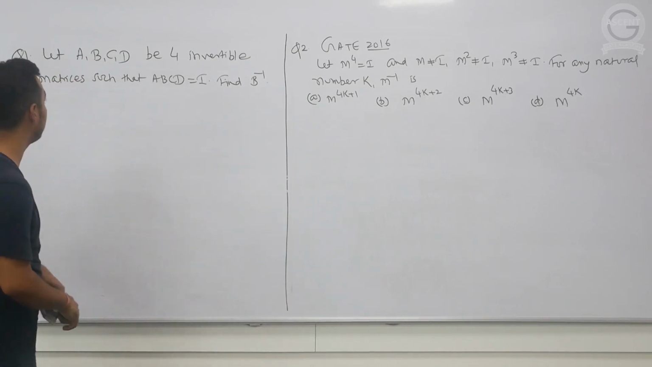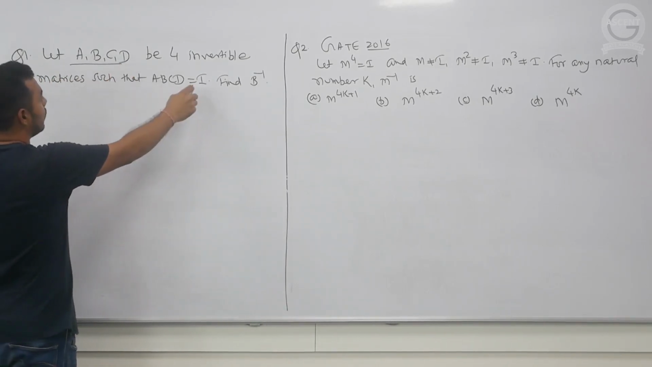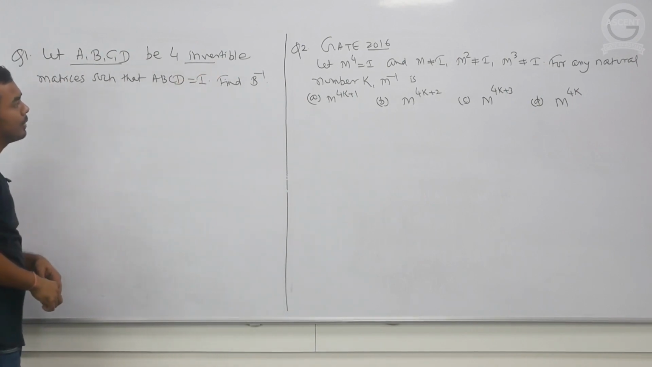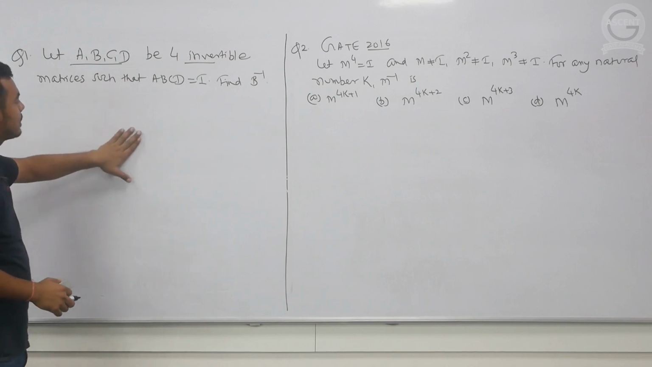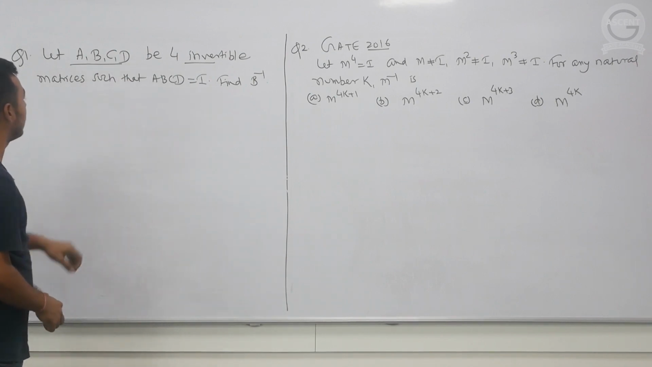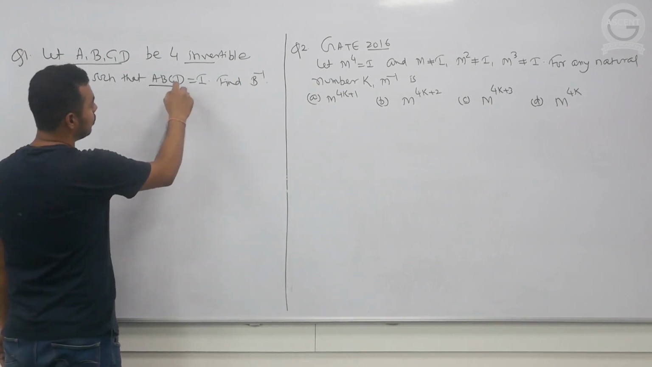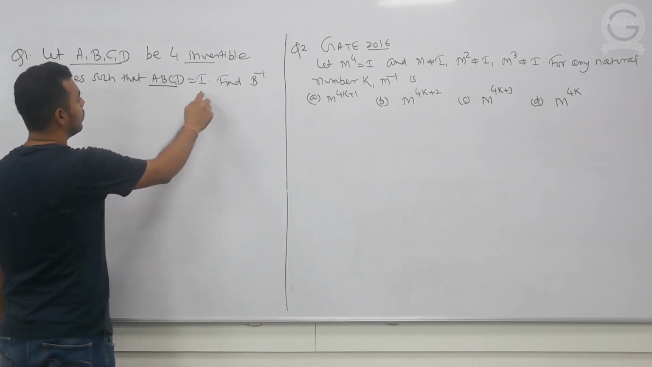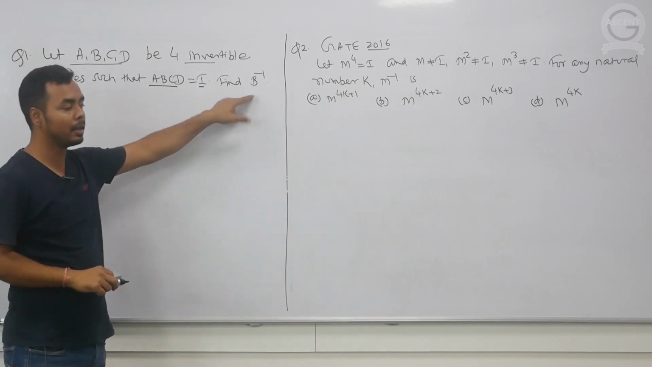So our first problem on inverse of a matrix is: if A, B, C, D are four invertible matrices. Invertible matrix simply means non-singular matrix. Determinant of all these four matrices is non-zero. So if A, B, C, D are four invertible matrices such that the product of these four matrices is identity matrix, then the question is we have to find B inverse.